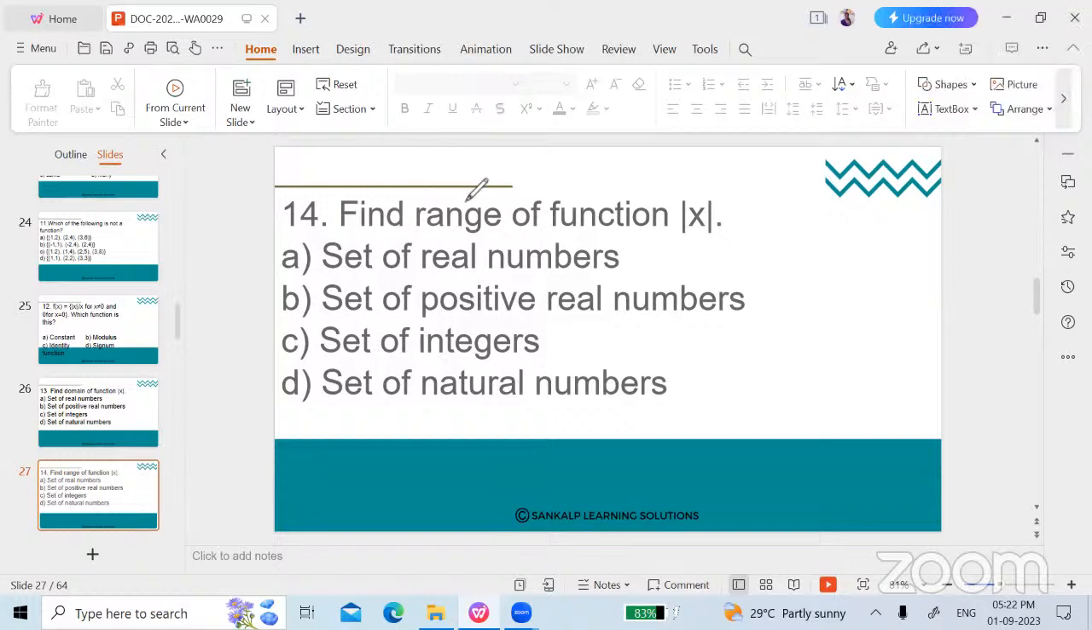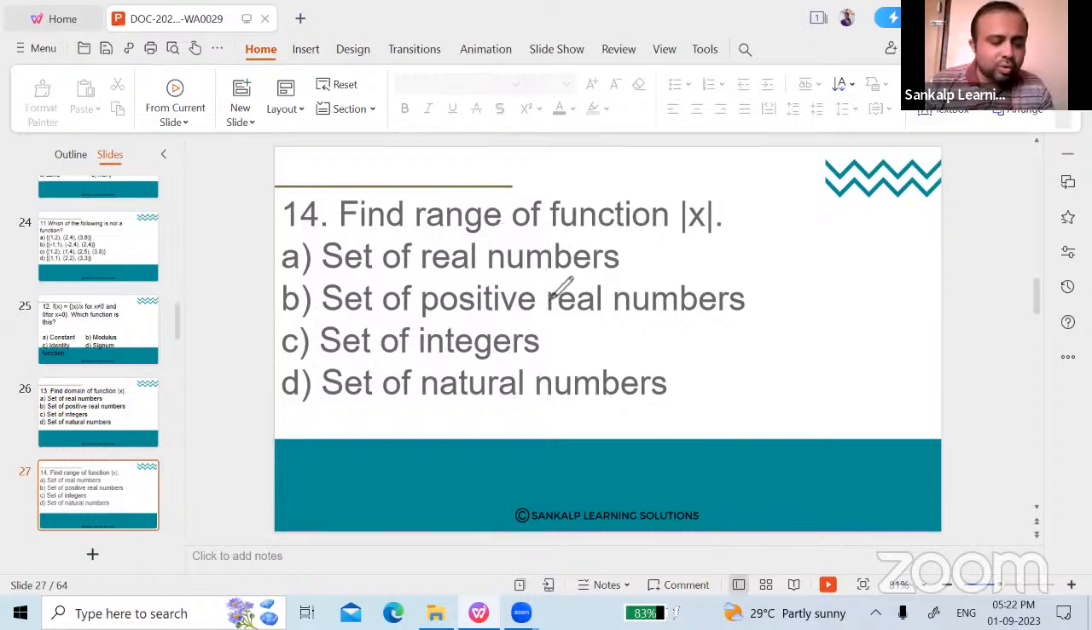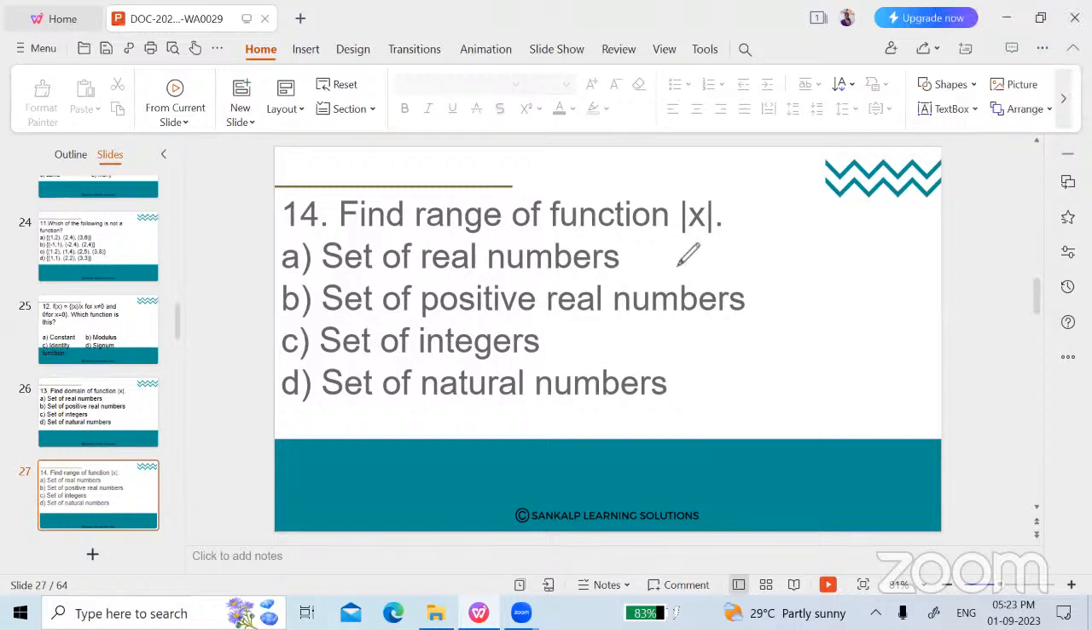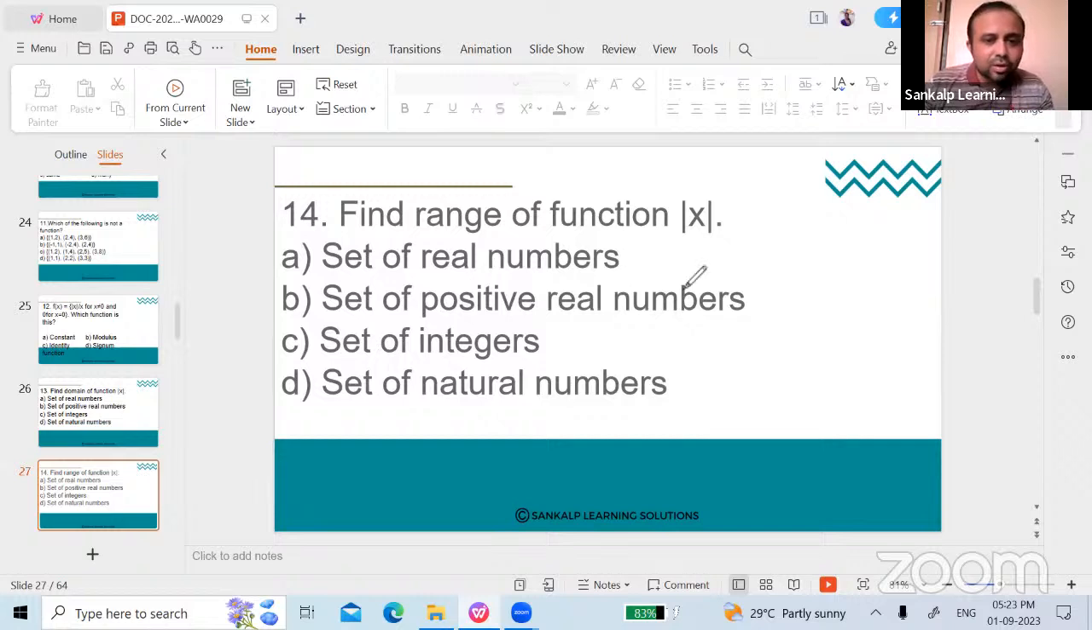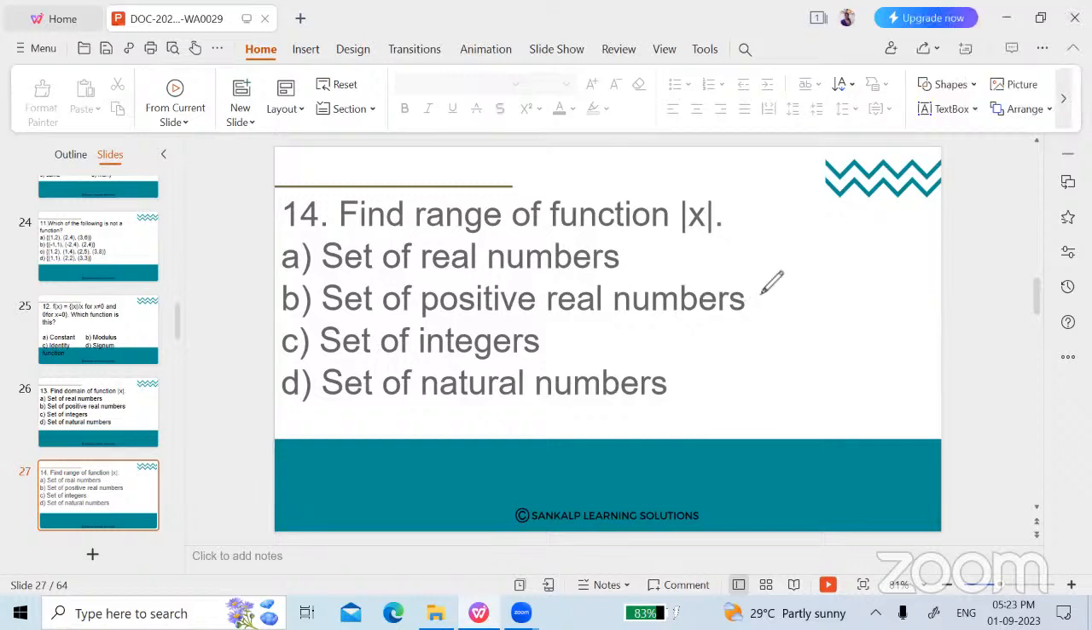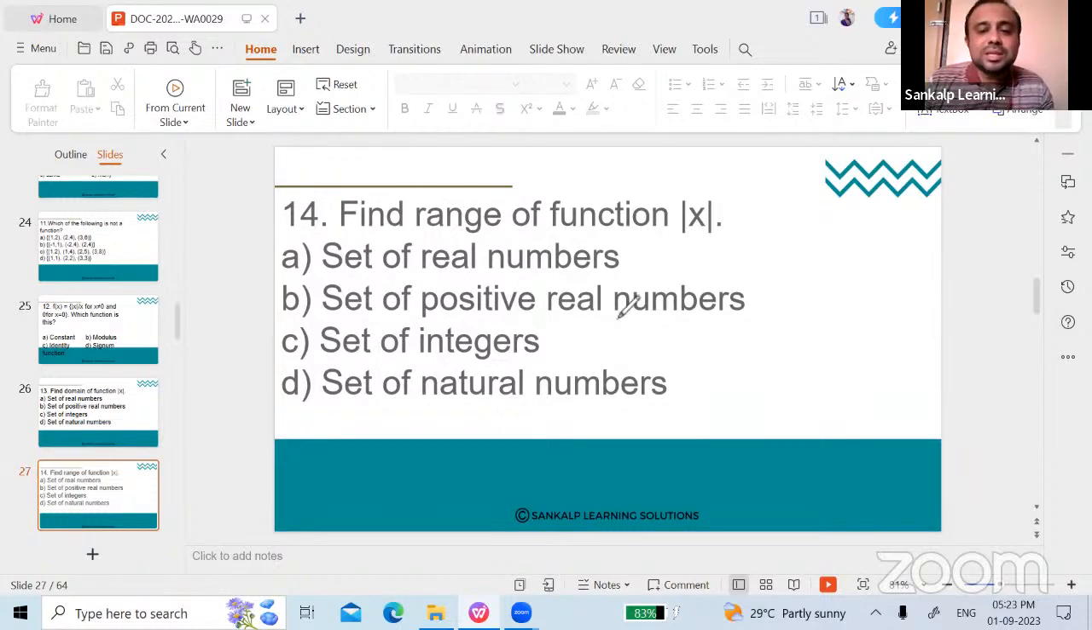Set of all positive real numbers. Are you sure? How can you give the explanation for that? Range, we have only explained that it consists of 1, 2, 3, 4, 5, 6, positive, not negative at all. So it is always a set of all positive real numbers. Why? Because whatever may be the input, the output will always be positive. The second option is absolutely right.